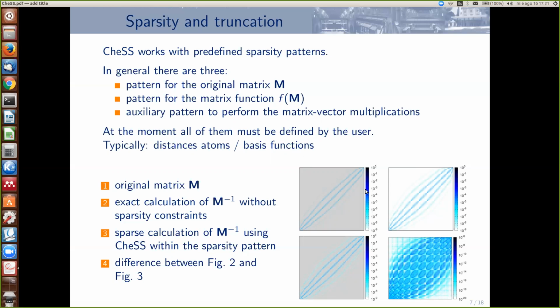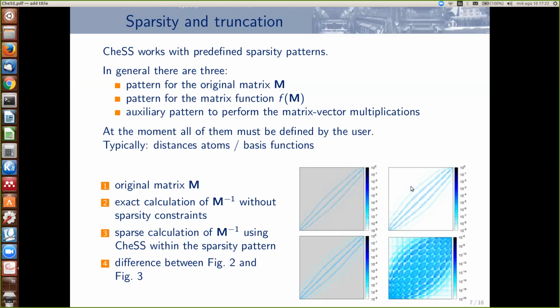Here I show you just in a cartoon how it looks. Here we have the original matrix M. You can see that it's very, very sparse. And in gray, I indicated the sparsity pattern. These are the entries that are 0, because there is no overlap between the basis functions. And if I then calculate, in this case, the inverse without any constraints, so just with a cubic scaling Laplace, you can see that this matrix is less sparse, but still there is a lot of white, so there are a lot of zeros here. And here is the solution from CheSS, where we use a slightly larger sparsity pattern to let the matrix extend from here to here.